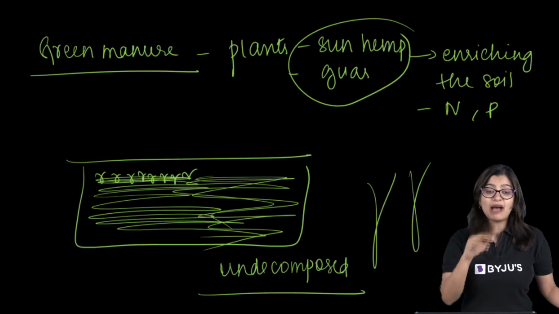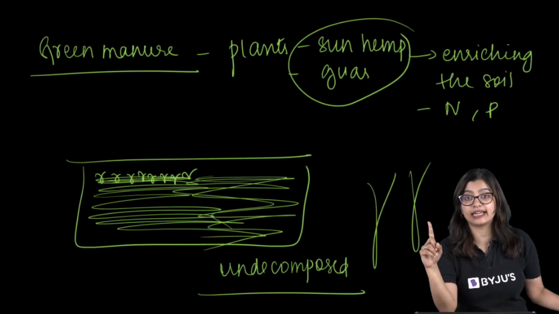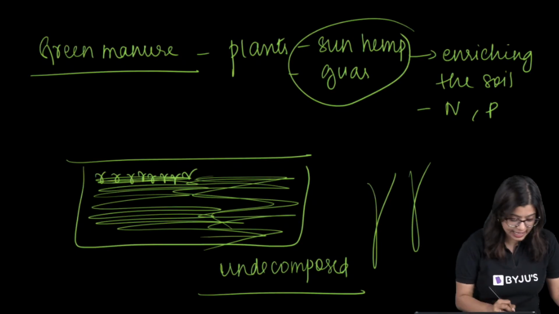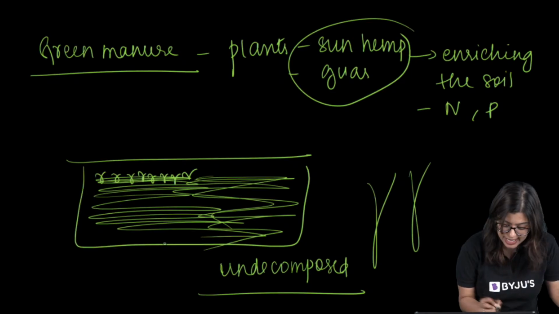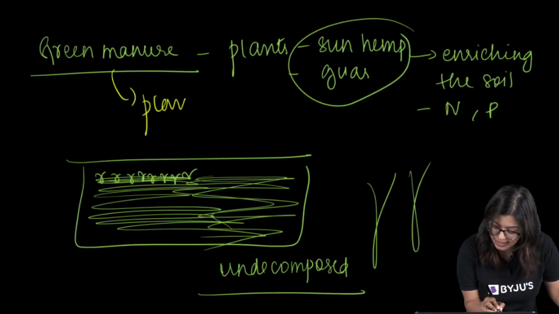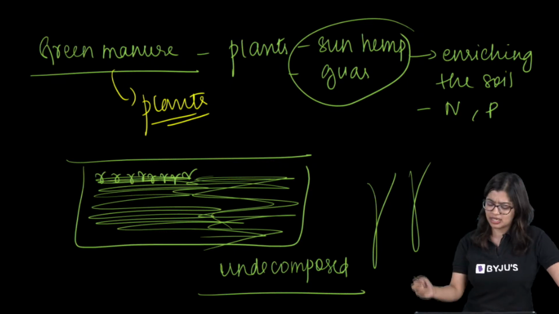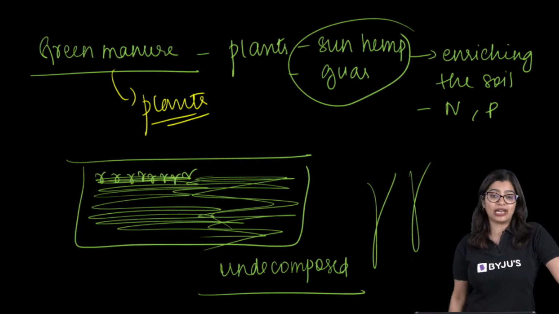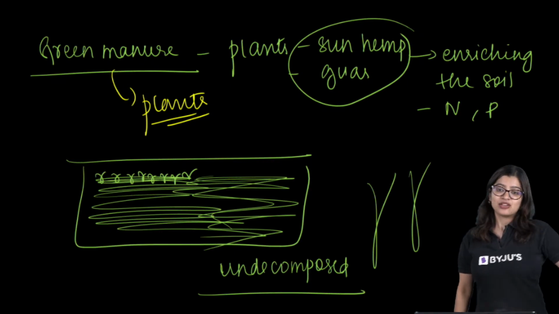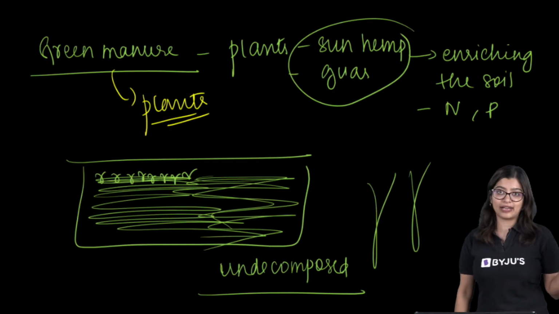Ma'am, will green manure contain animal excreta? No. It will mainly consist of plants. So green manure is mainly plants like sun hemp and various other bean plants. These are all examples of the same. So, are we clear of what is green manure?